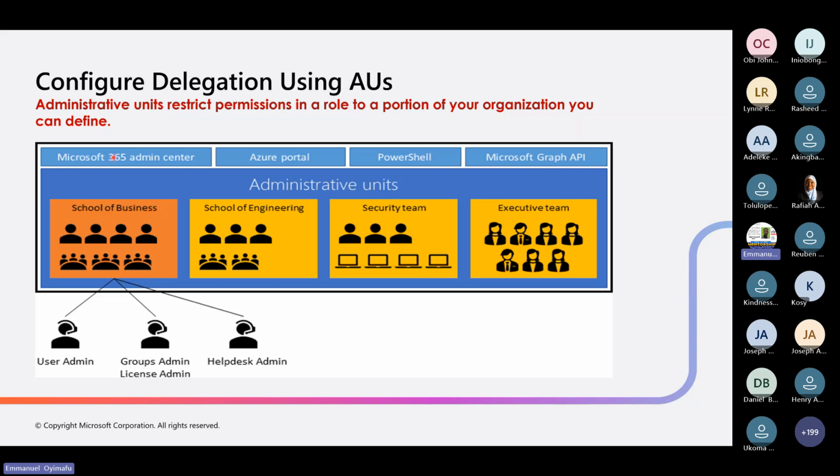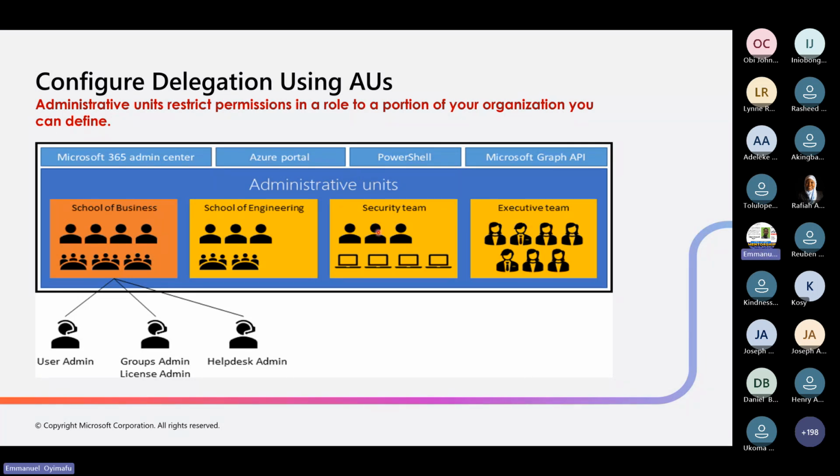Like we can see on the screen here, you can manage administrative units from Microsoft 365 Admin Center, from Azure Portal, from PowerShell, and from Microsoft Graph API. So these are areas where you can manage it. So under administrative units now, we have School of Business, School of Engineering, Security Team, and Executive Team.